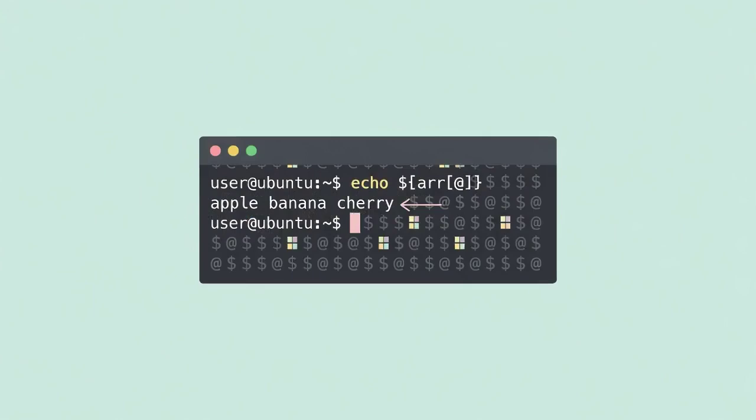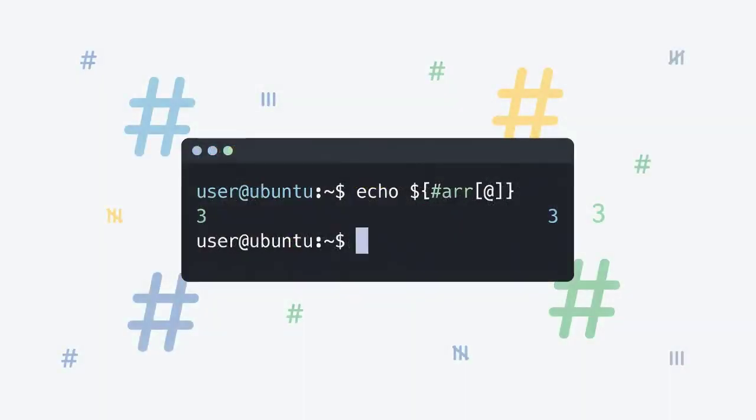Using @ inside the braces expands to every element in the array, space separated. This is the standard idiom for printing an indexed array in full. Prepending # to the array name returns its length, the count of elements, not characters. Here we confirm our array holds exactly 3 items.